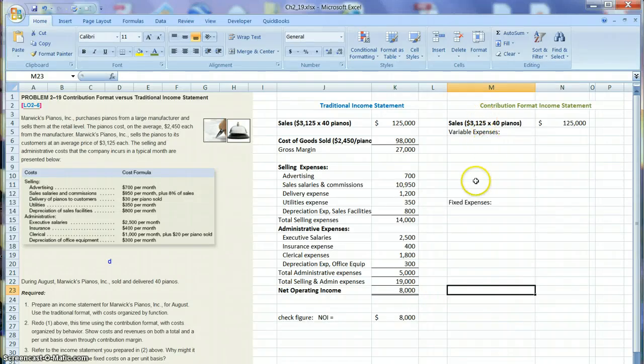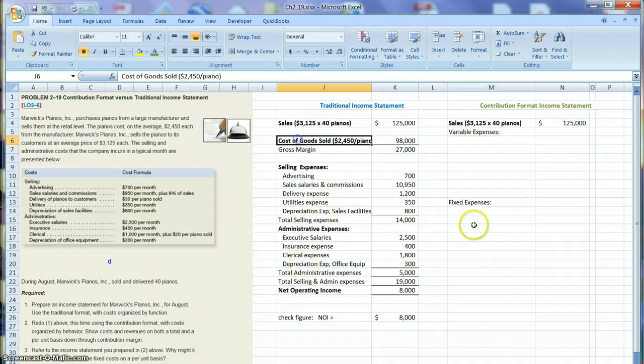All right? We're just going to go through and we're going to identify these costs and consider whether they're variable or whether they're fixed. I'm going to come back to the cost of goods sold.